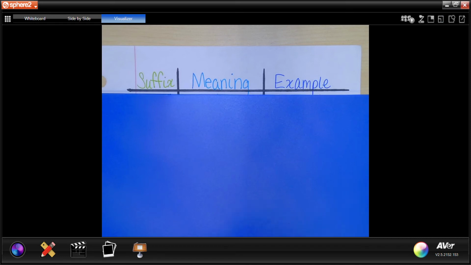Hello everyone. Today we are going to talk about suffixes.